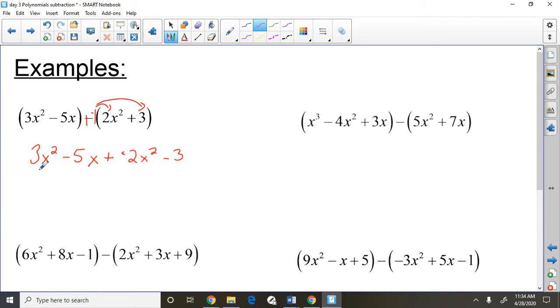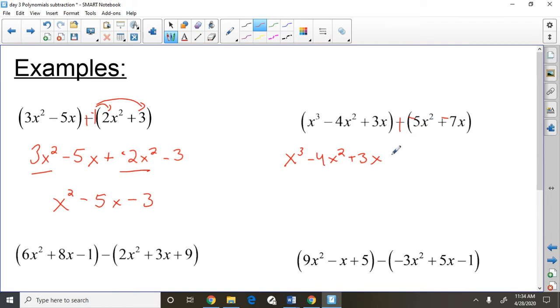Then I do what we did last week. I take the 3x squared and the negative 2x squared and add those. 3 minus 2 is 1x squared. I have my negative 5x with no like terms, and I have my negative 3 with no like terms. We'll do it again here. The first polynomial stays the same, and then the one that we are subtracting, we add the opposite. Sometimes people find it helpful to make this a plus and then switch everything inside the parentheses. There's different ways that you can show this work.